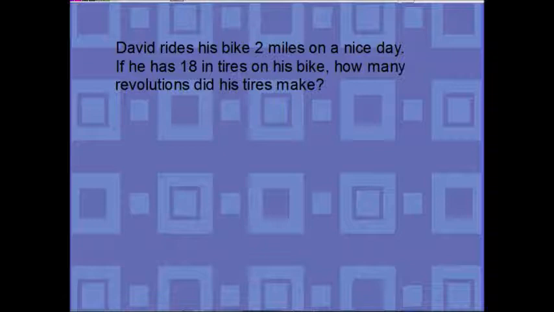Alright, so the first thing that I notice here I'm going to highlight. I notice that he's riding 2 miles, and he has 18-inch tires. So first and foremost, our units aren't matching up here. Second thing, they want to know how many revolutions that we're making. When you think about the revolution, that's actually going to be when the wheel is going to go all the way around, which would be what? If you said circumference, that's absolutely perfect.